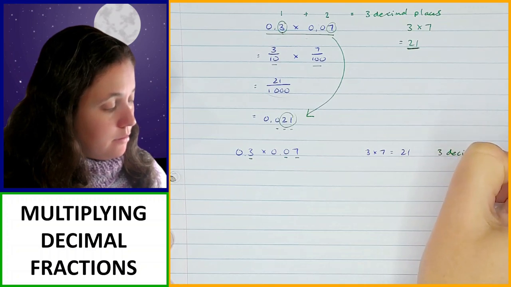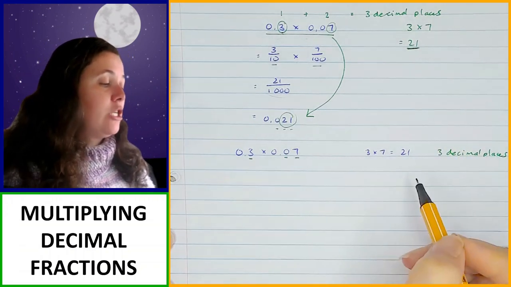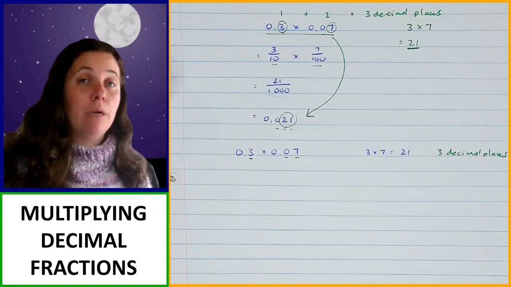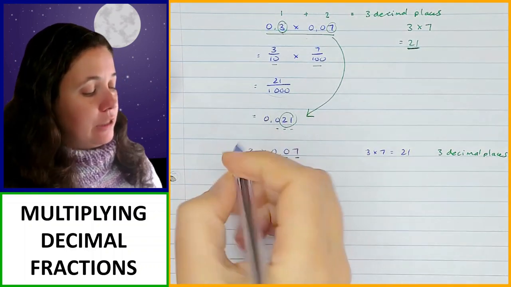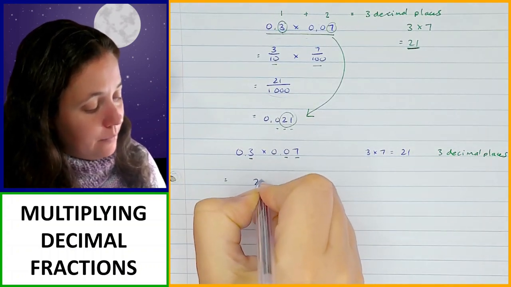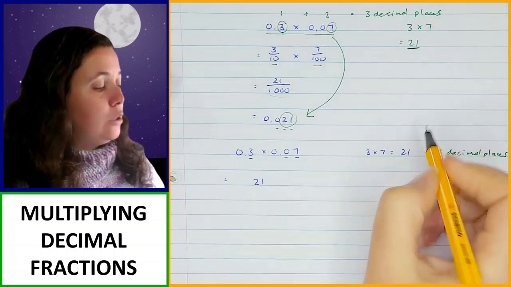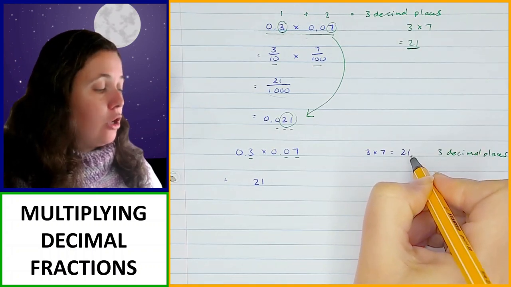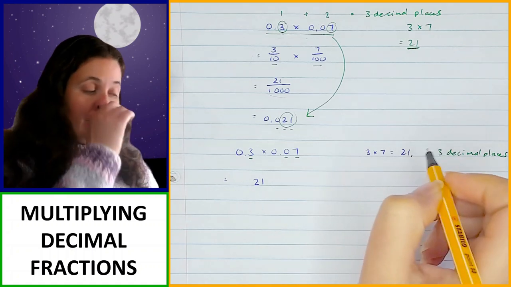So now I need to make sure that my decimal places are in the right place and my comma is in the right place. So I'm going to take the 21 that I worked out over there. Now, the 21, if I just write it as normal 21, the comma is after the 1. It's at the end of the number, okay?